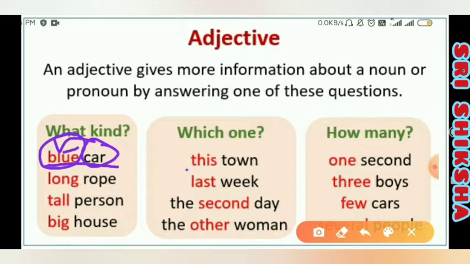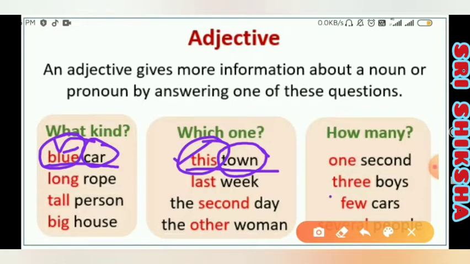Again, here the phrase is "this town." We all know that town is the noun. What town or which town? The answer is this. So the word this modifies the town. Which one or which town? This town. So the word this works as an adjective.